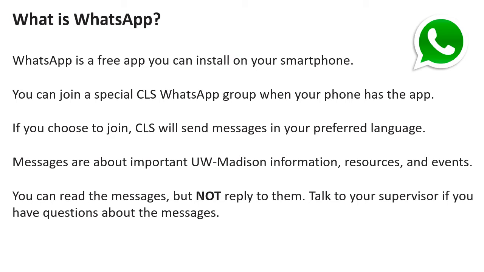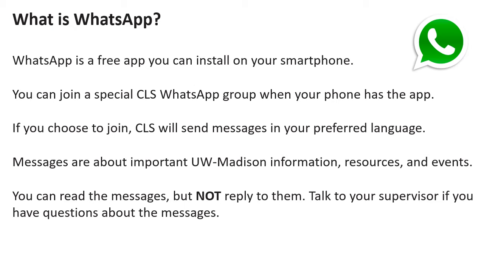What is WhatsApp? WhatsApp is a free app you can install on your smartphone. You can see the picture of the icon. It's a green circle with a white phone inside. You can join a special CLS WhatsApp group when your phone has the app. If you choose to join, CLS will send messages in your preferred language.